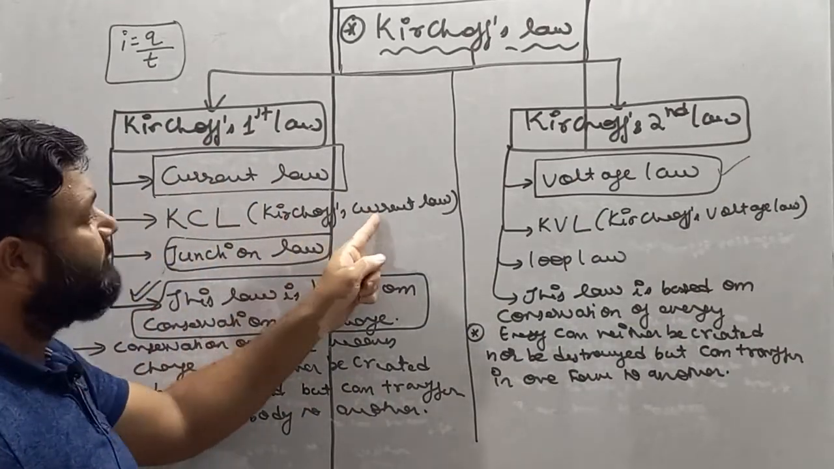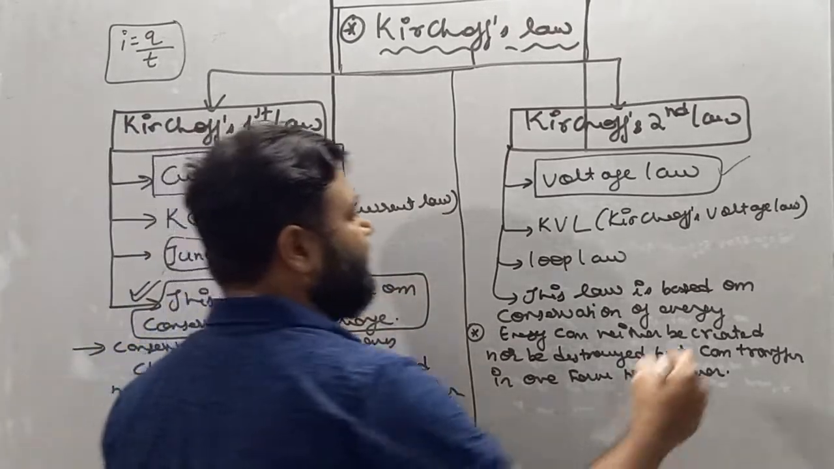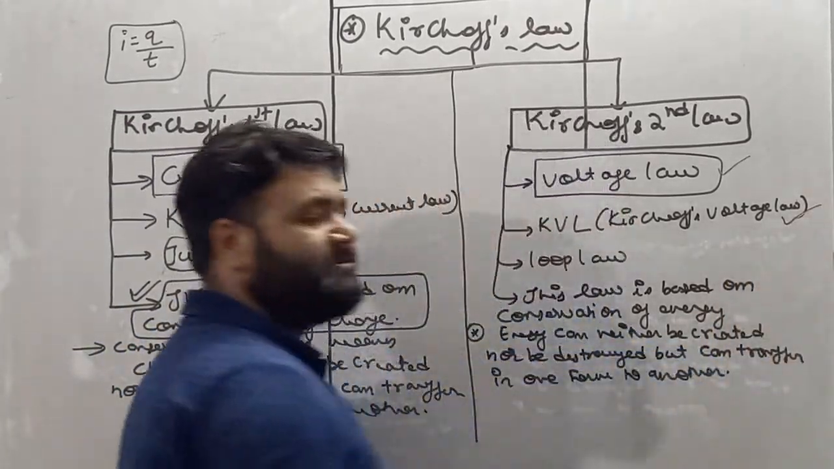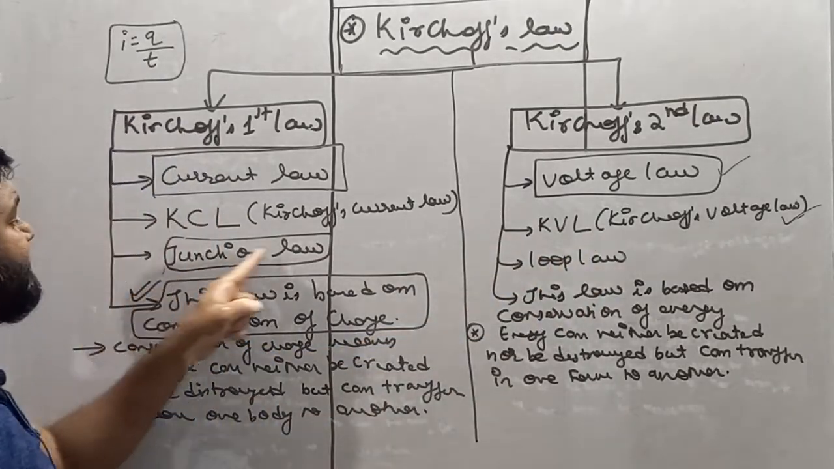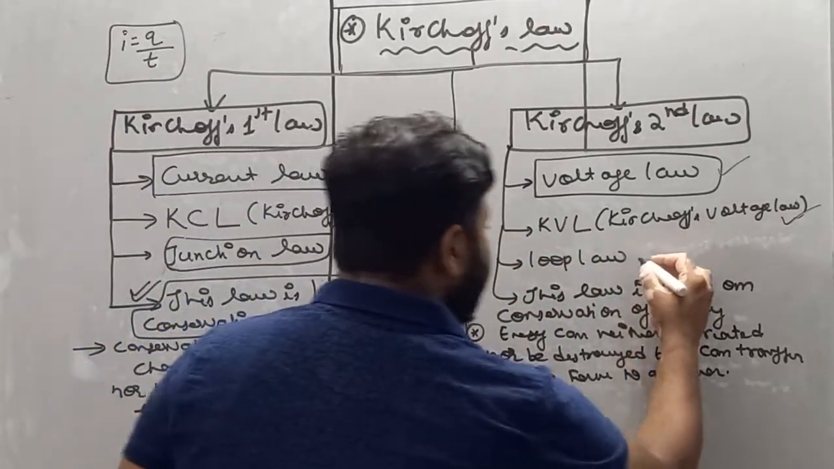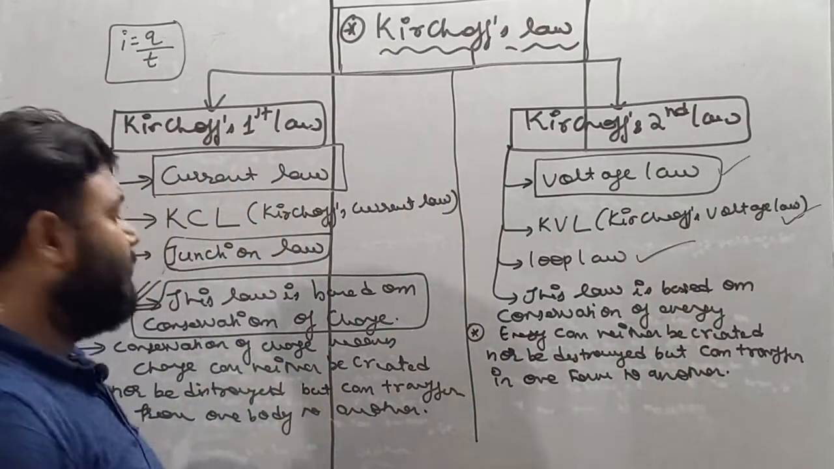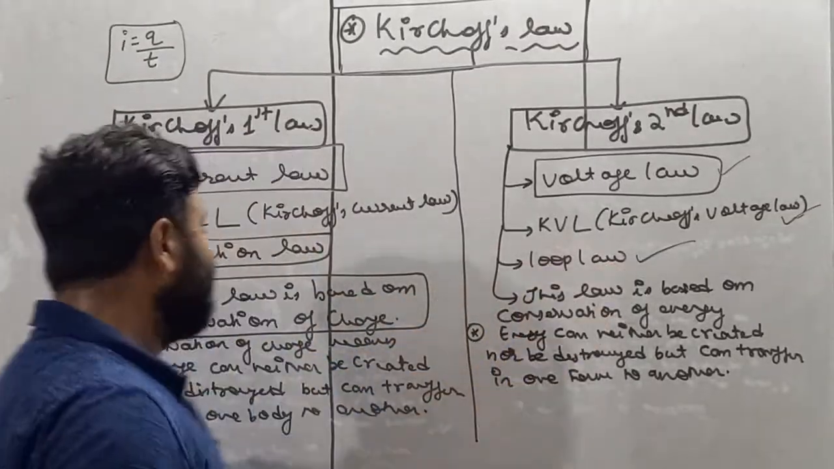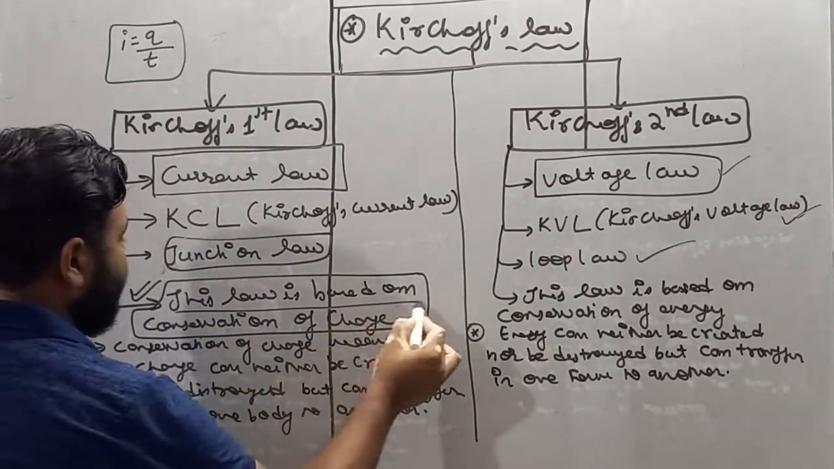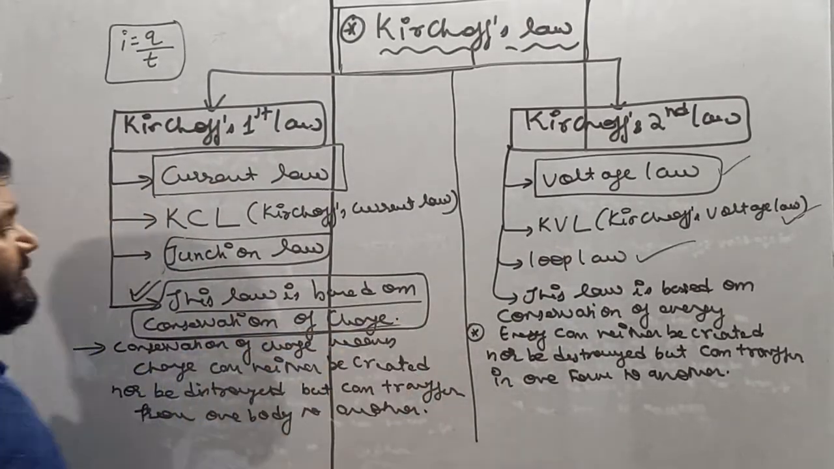KCL means Kirchhoff's current law, and the second law is also said to be Kirchhoff's voltage law, KVL. The first law is said to be the junction law, and the second law is said to be the loop law. We'll discuss what actually a junction is and what actually a loop is. Now the last point: these laws are based on conservation.